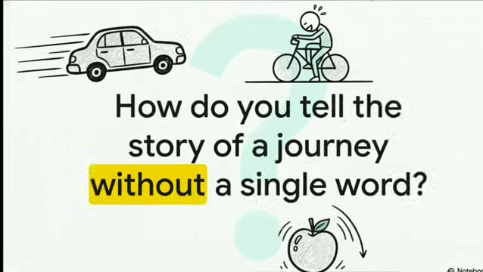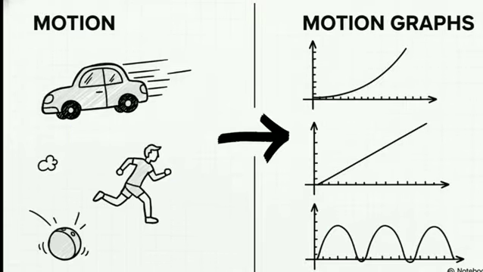Let's dive in. Really think about that for a second. A car speeding up, a cyclist who decides to take a break, an object just falling through the air. How on earth could you capture all of that action, all that drama in just one single silent picture? Well, the secret is motion graphs. They literally transform movement into this language of lines and curves, and once you learn how to read them, you can see the story of pretty much any journey unfold right there in front of your eyes.